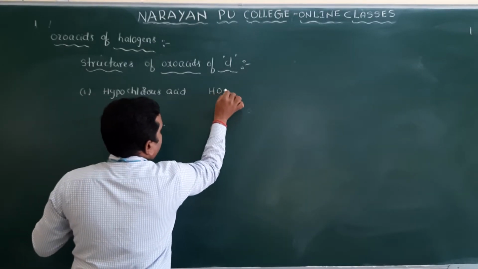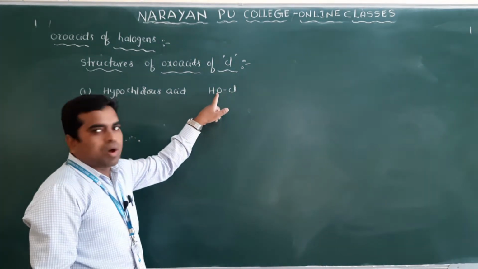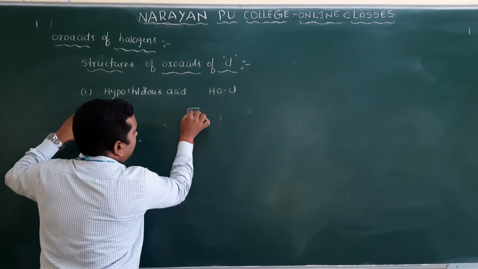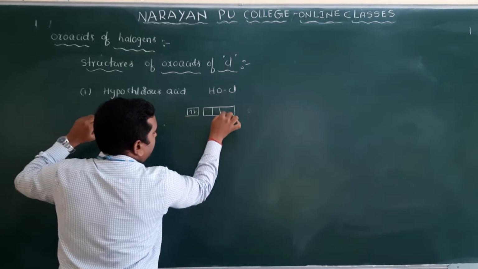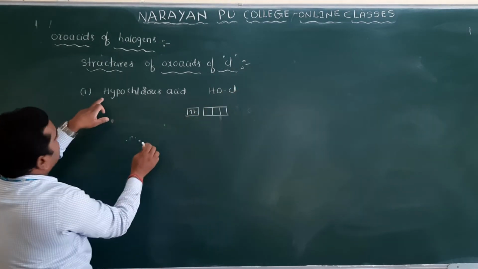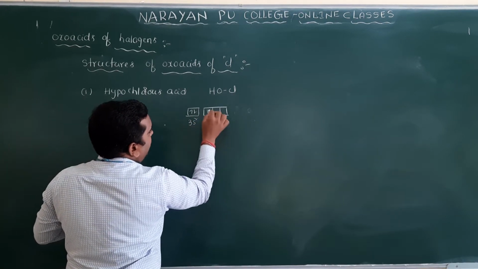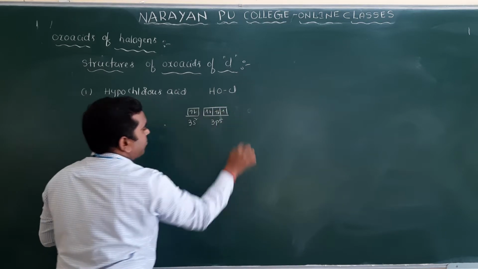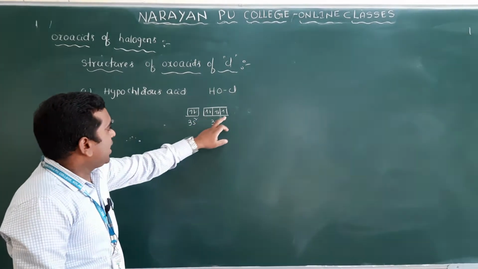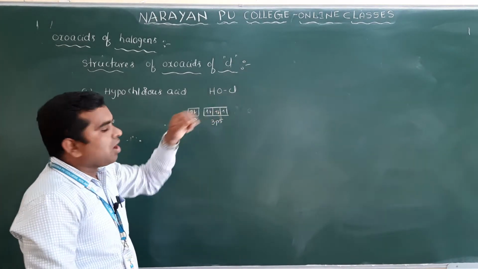The formula of hypochlorous acid is HOCl. Chlorine forms only one bond with the OH. What is the chlorine electronic configuration? The valence electronic configuration is 3s2 3p5. So here 1 unpaired electron is there, and that 1 unpaired electron is used to make the bond with the oxygen.